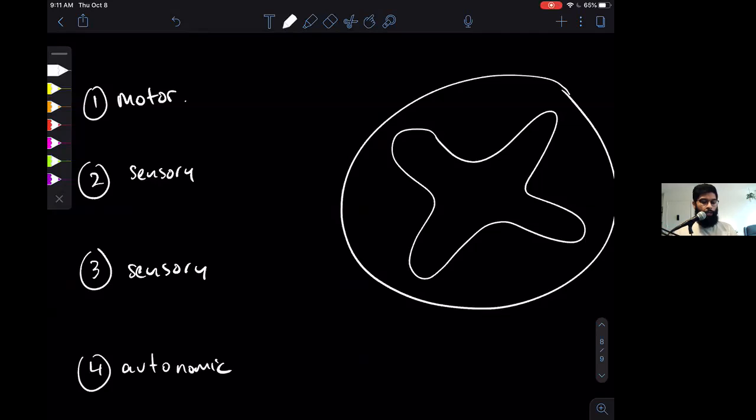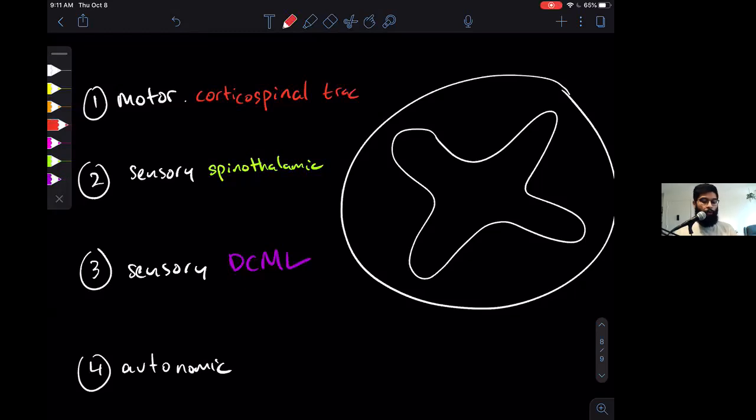So the motor information goes through your corticospinal tract. Your sensory information is going to go through your spinothalamic tract and your DCML, which I will expand on later. And your autonomics are going to go through your autonomic tracts.